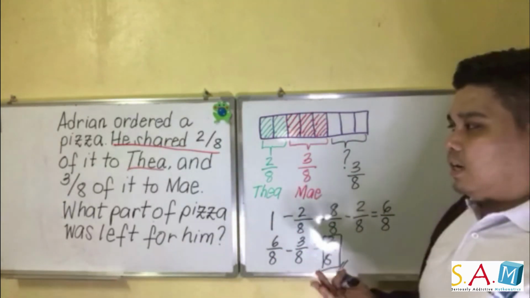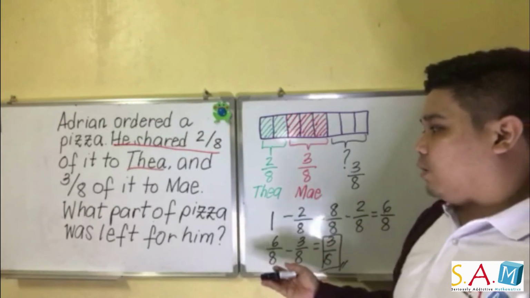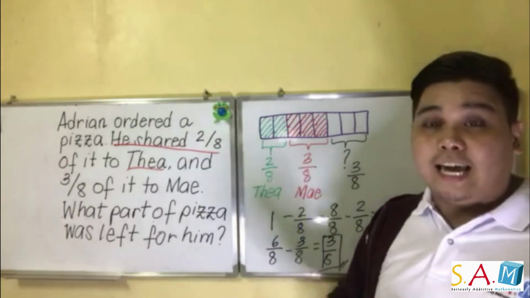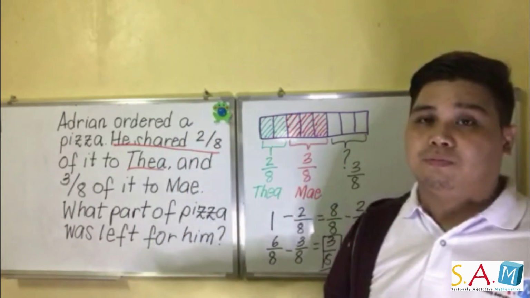So the next step is to answer the question. What part of pizza was left for him? So 3/8 part of the pizza was left for Adrian. Clear?